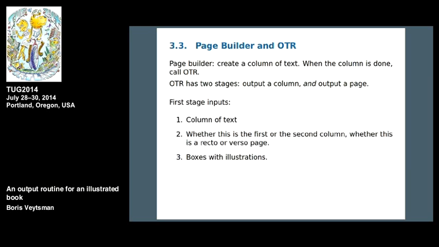So what do I know on the first stage? On the first stage, the page builder sent me a column of text. I also know what my column is, whether it's first or second, and whether it's verso or recto. Also at this stage, I have a lot of boxes with illustrations, and I know whether I have any illustrations for this column or for this page. On the second stage, normally I just have two columns from the first stage, which I must combine.